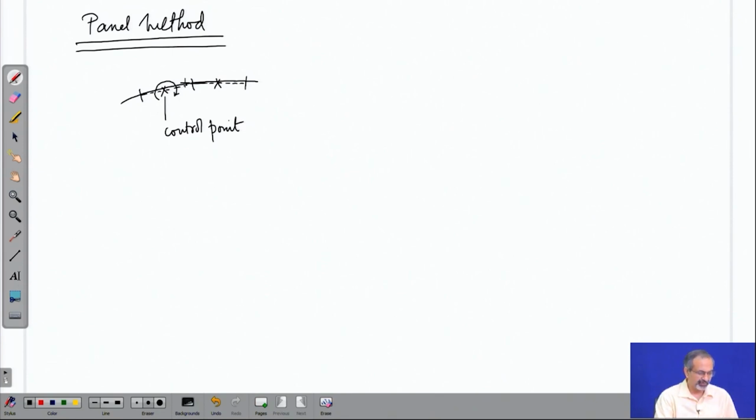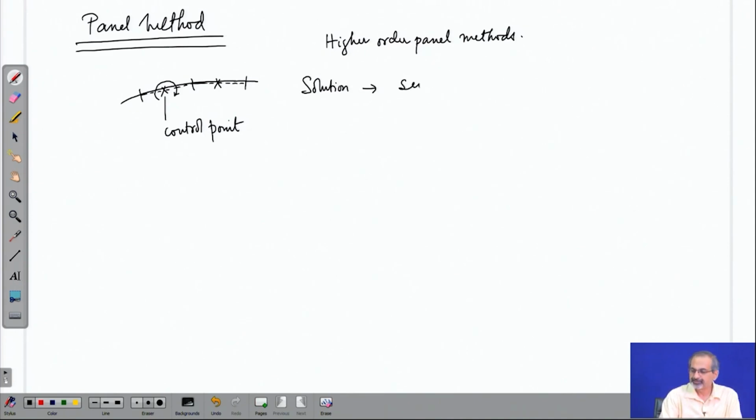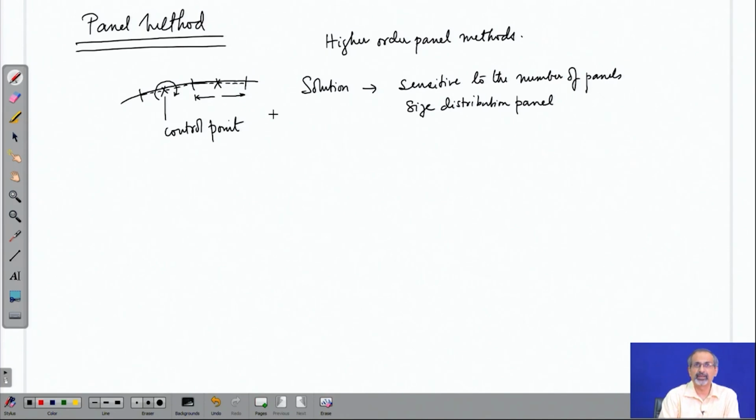Now, there are certain limitations of this approach which can be better addressed by using higher order panel methods. So, let us very quickly discuss about one or two limitations what the approach has. For example, the solution is sensitive to the number of panels that you use. If you use too few a number of panels, then the solution could be quite erroneous, and it also depends on the size distribution of the panels. If there are certain panels which are extremely large, that means very large lengths of the panels are involved, then usually the accuracy will degrade quite a bit.